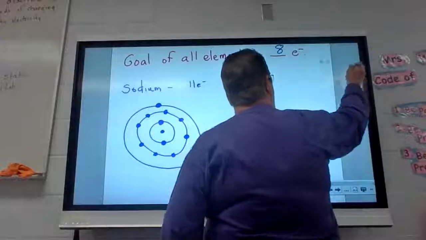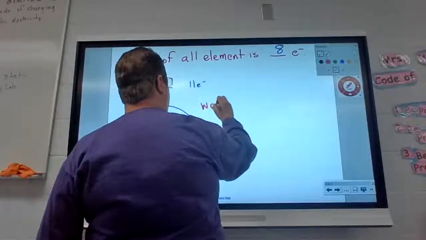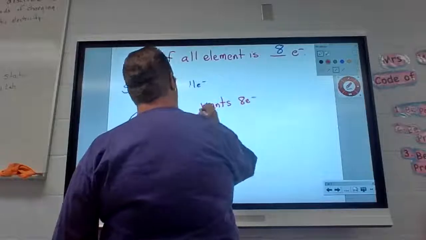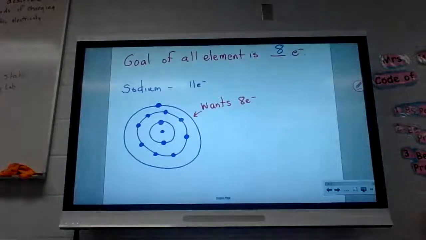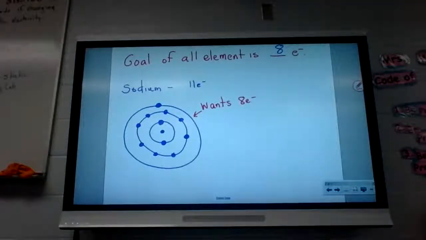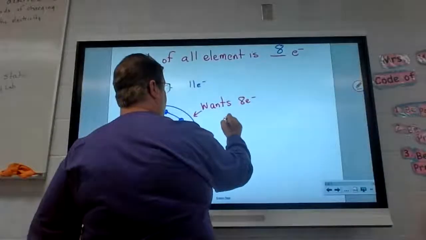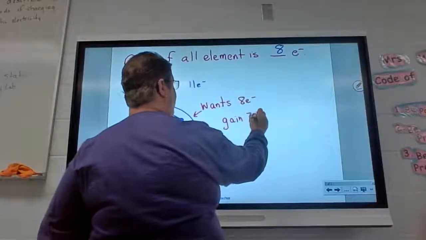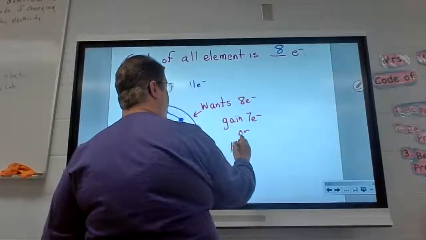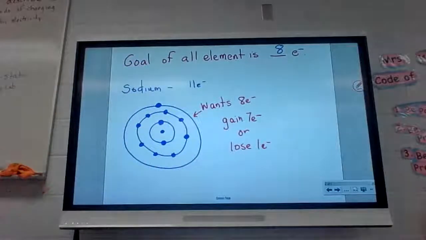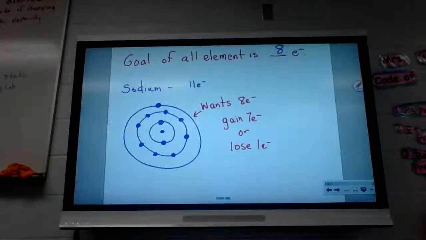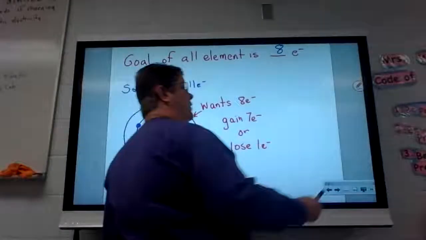Now, sodium wants 8 electrons on this ring. But it only has how many? Only has 1. So it has 2 choices. It can gain 7 electrons, or it could lose 1 electron. So, what would be easier for the atom of sodium to do to get to that magical number of 8? It's much easier to lose 1. Okay? So, gaining 7 would be hard.